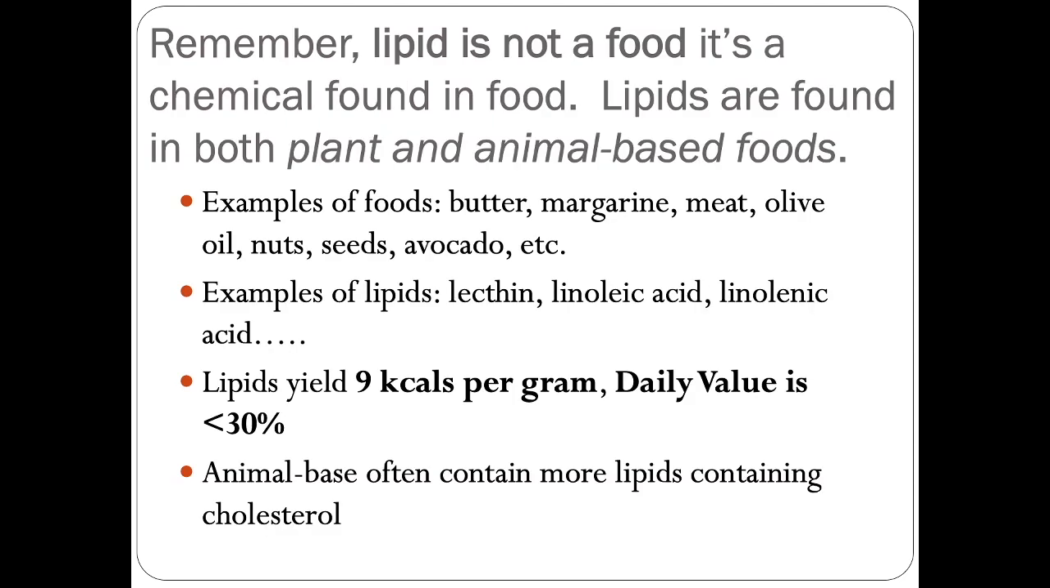Another thing to remember is that lipids are not foods, but rather they're chemicals found in food, and they can come from both plant and animal sources. So butter, margarine, meat, olive oil, nuts, seeds, avocado, they're all sources of lipids. Examples of lipids are things like lecithin, which is an emulsifying phospholipid, and things like linoleic acid and linolenic acid, which are essential fatty acids. They have 9 calories per gram. And animal-based lipid sources often contain cholesterol, which is a non-essential lipid because your liver makes it.